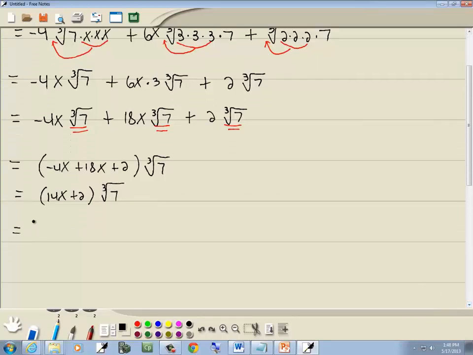Sometimes they'll factor out a GCF. See how these both have a 2 in common? And it becomes this. It's hard to say. Different books do it different ways, but I'm happy with that answer myself.